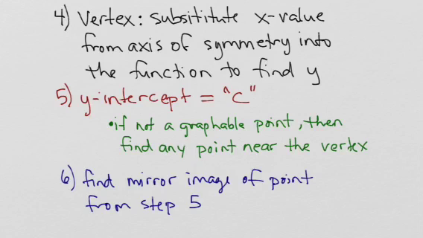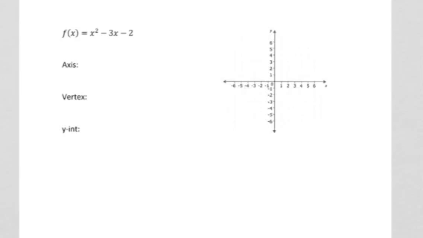And then last, we want to find the mirror image of whatever point we just got from step 5, whether that was the easy point, the y-intercept, or if we had to find ourselves a rather random point. We want to find its mirror image, exactly the same distance away on the other side of the axis of symmetry, and that will be all we need for our graph. So let's go ahead and try a couple of these.